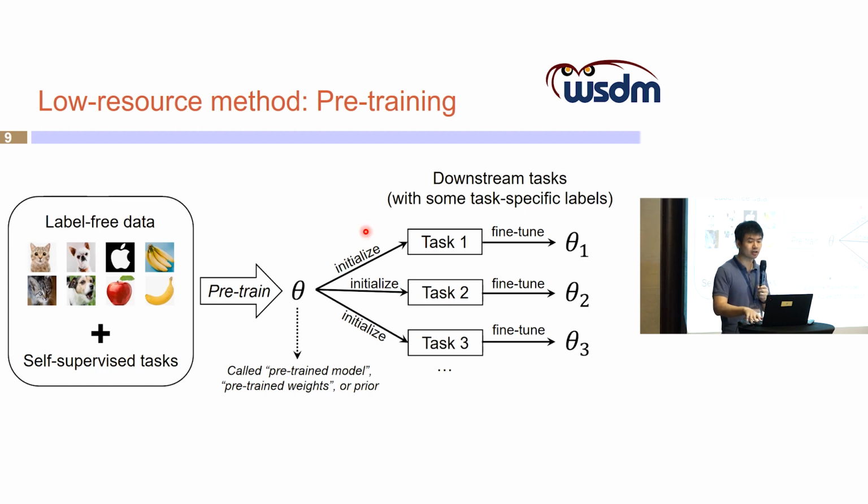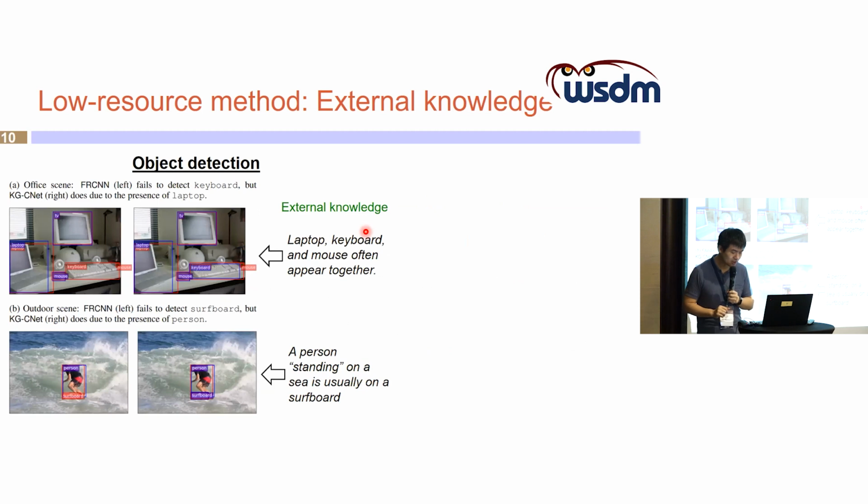Right? So this is about pre-training. Then another complementary method is to try augmenting with external knowledge. Like this example here, we are doing some object detection. So let's look at the bottom example here. The one on the left is a regular model that doesn't use any external knowledge. So probably it can only detect a person here. This blue label, a person, is detected, but it fails to detect a surfboard.